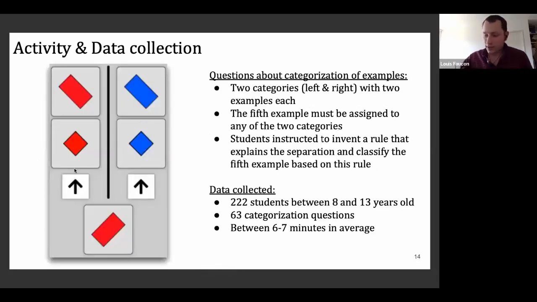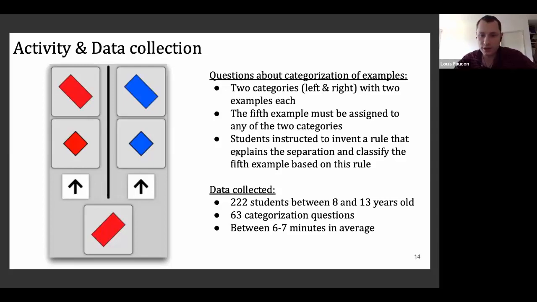So for this, I ran an experiment with a small online activity where students were answering a series of questions of categorization of examples, just like the one that is shown on screen right now. All the questions had the same format, with 2 examples on the left that consist in one category and 2 examples on the right that make another category. And a 5th example at the bottom that students had to classify either to the left or right category.